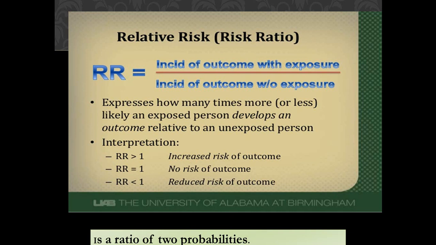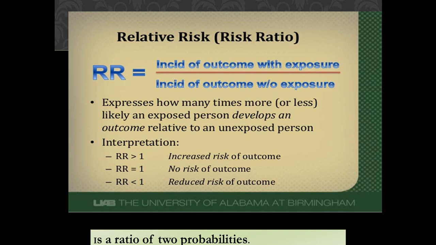Again, relative risk, or we call it the risk ratio. It is the incidence of outcome with exposure over the incidence of outcome without exposure. So interpretation here, if the relative risk is more than 1, there is increased risk of the outcome.